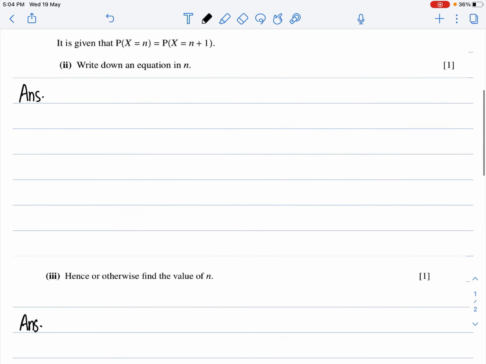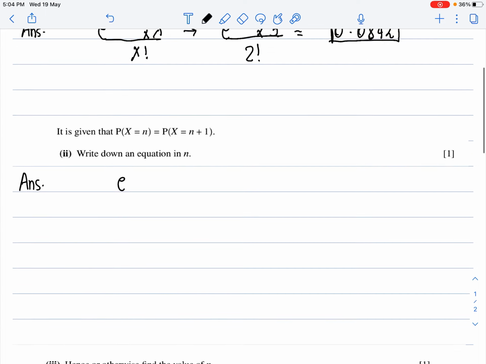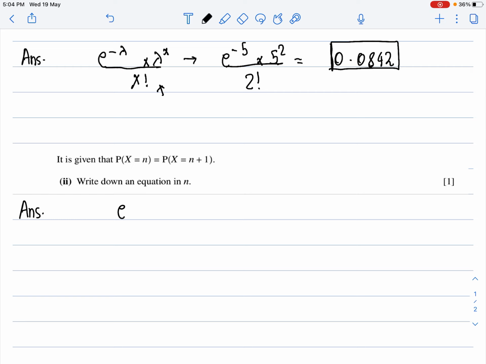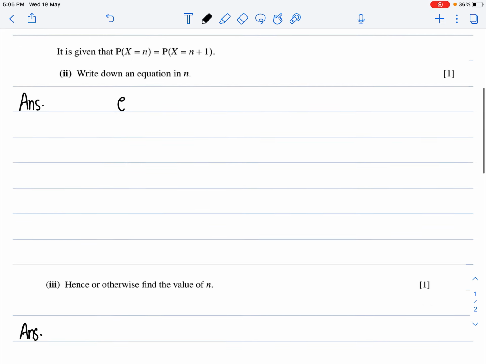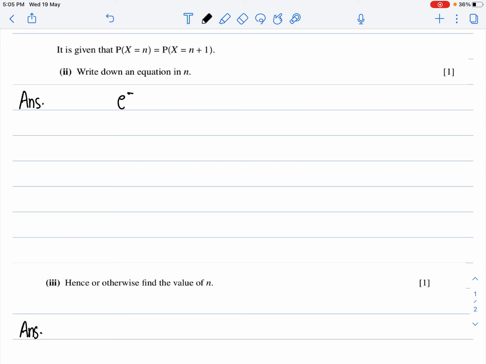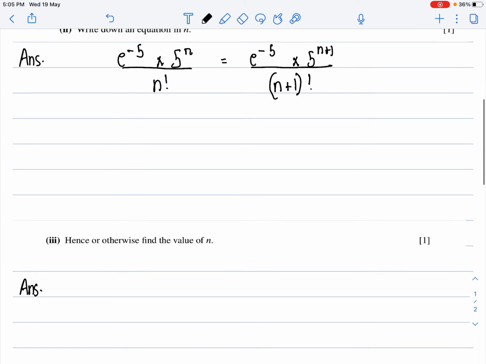Now, it is given that P of x equals 1 is equal to the probability of x equals n plus 1. Write down an equation for n. Because I wrote the formula here, e raised to minus lambda into lambda raised to x over x factorial, I can write this as e raised to minus 5 into 5 raised to n, because your x is n here, over n factorial, is equal to e raised to minus 5 into 5 raised to n plus 1 over n plus 1 factorial. Okay, this is what I can write.